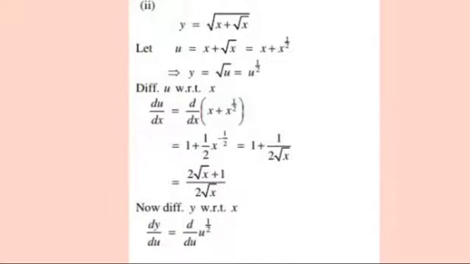Now second part of question number 1. Y is equal to x plus square root x whole power 1 by 2. So now suppose, as it's given in the question, by making suitable substitution, u is equal to x plus square root x, and this we can write as x plus x raised to power 1 by 2, and y is equal to square root u, and y is equal to u raised to power 1 by 2.